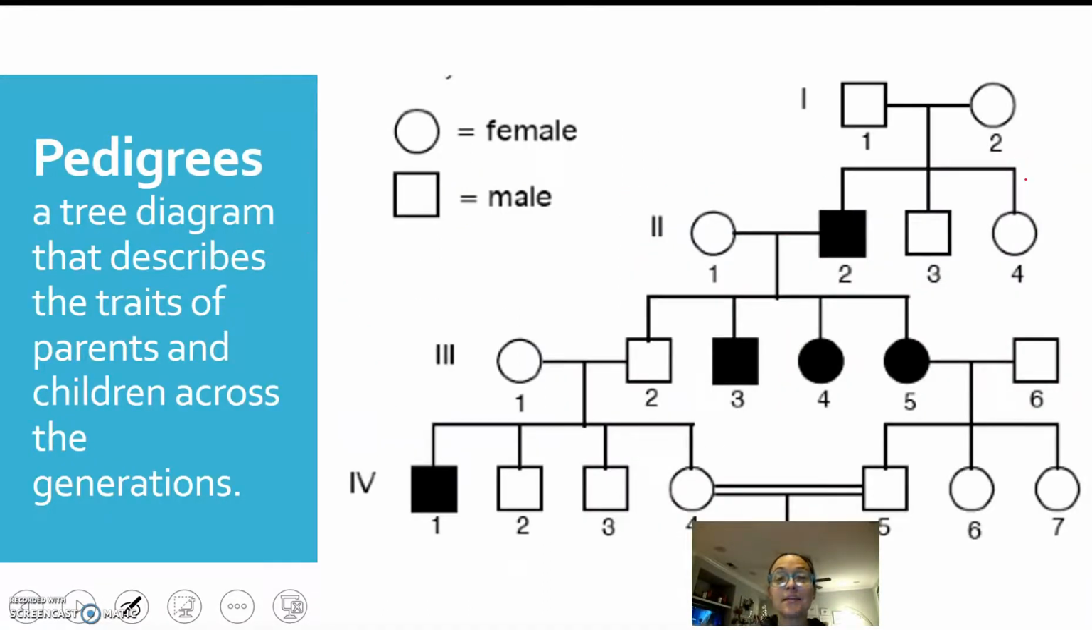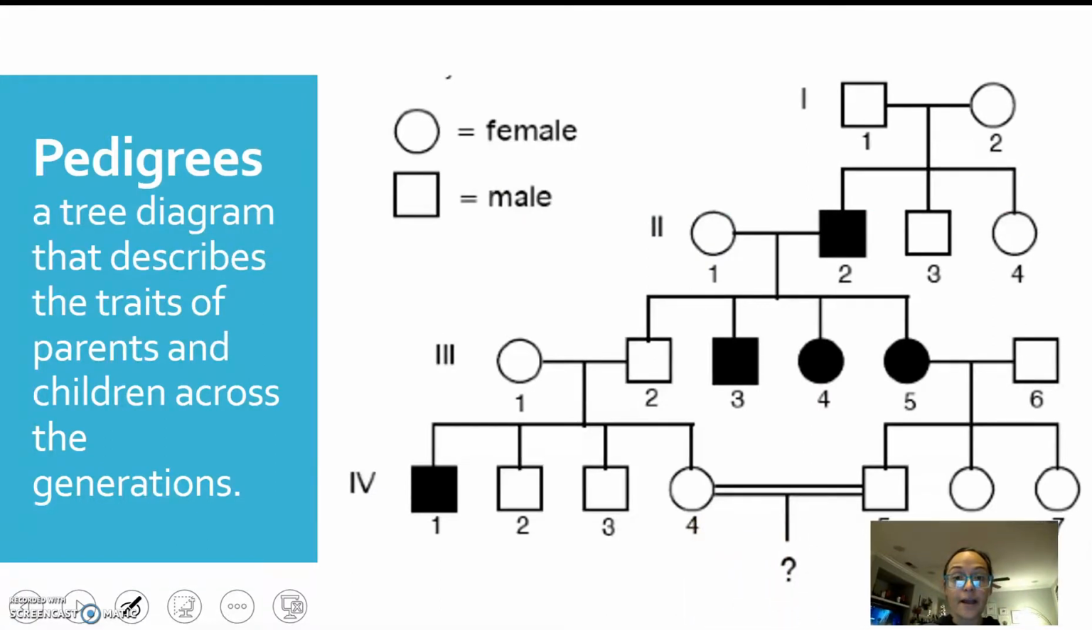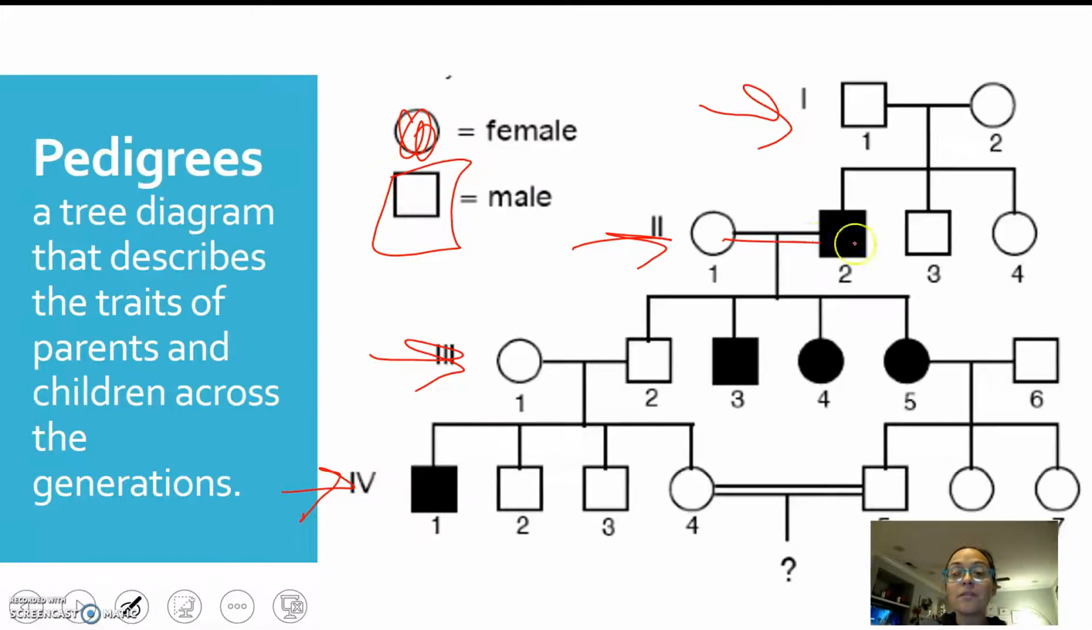And then our last thing is pedigrees. Now, pedigrees are tree diagrams that are going to describe traits of parents and children across generations. So, for example, this could be like my grandma and grandpa, this would be where my mom falls into play, my mom and dad. This would be me and my husband, and then our children. So when we look at pedigrees, females are circles and males are square. When you have a line between them, that means they're married. And then coming down, this represents their children.